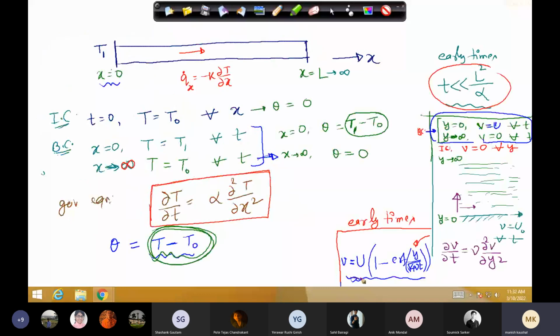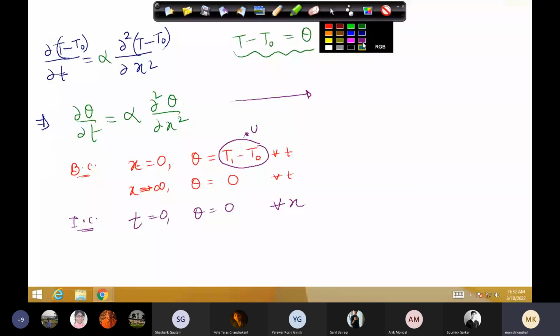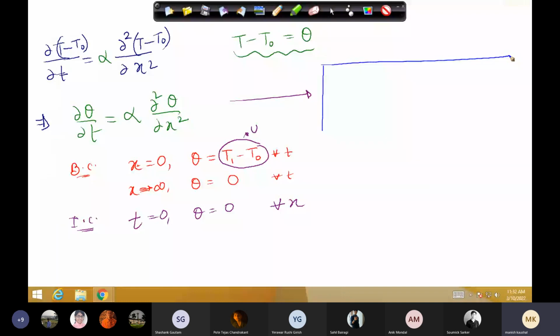You see, at infinity, the physical quantity value is 0. Initial condition, the physical quantity value is 0. And at y equal to 0, the physical quantity value is some value. So we are replacing v with theta. Simple. Okay. So the solution of this is directly taking the analogy from, that's why we are learning this transport phenomena, taking the analogy from that velocity problem, that momentum transport problem.